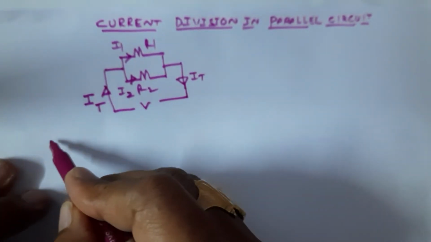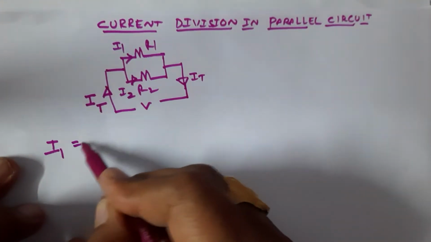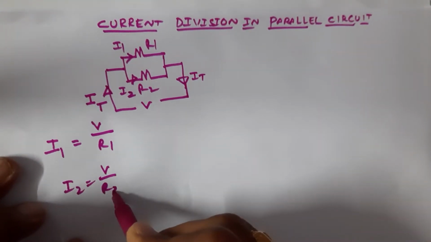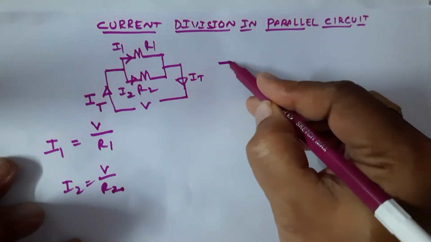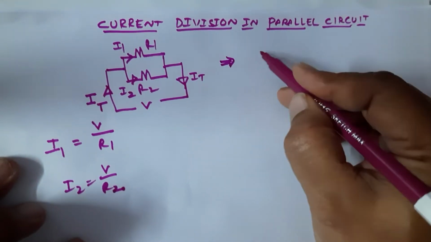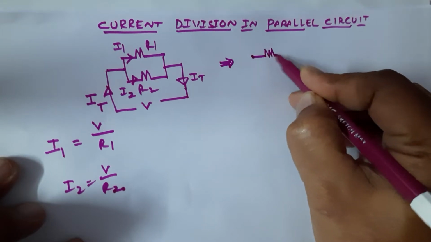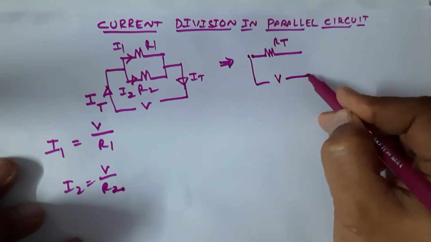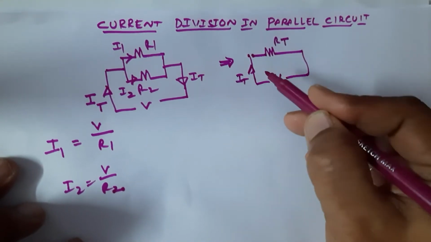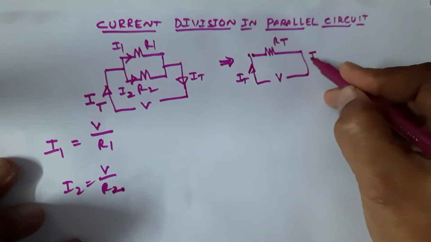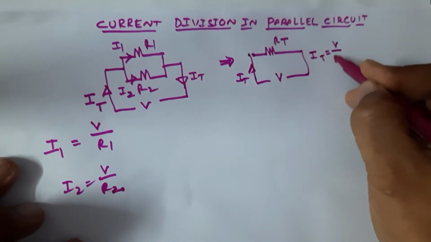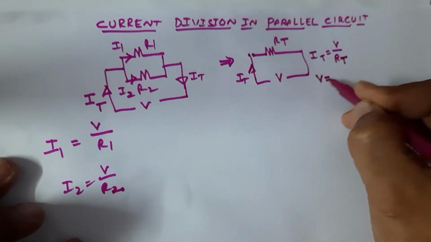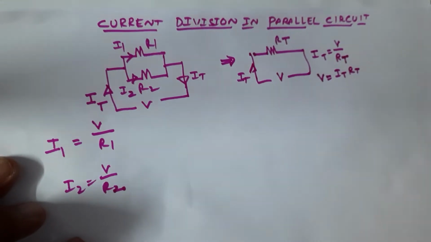Now, the values of I1 and I2 are I1 equal to V by R1 and I2 equal to V by R2. Now, just like in series circuit, we will use the same concept here also. By using the equivalent circuit consisting of R total, therefore, the total current can be found from this circuit as I total equal to V by RT. So we can use the value of V as I total R total.